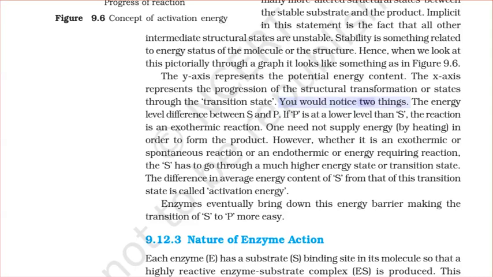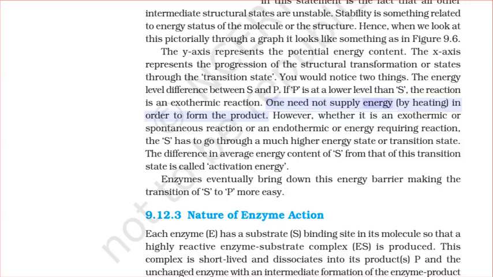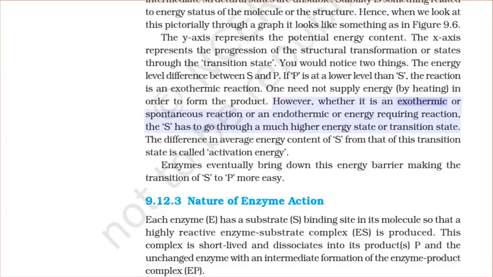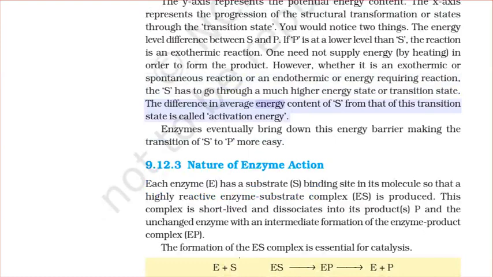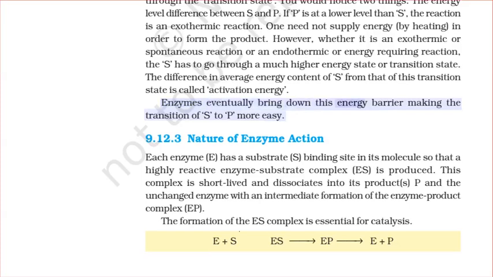You would notice two things. The energy level difference between S and P. If P is at a lower level than S, the reaction is an exothermic reaction. One need not supply energy by heating in order to form the product. However, whether it is an exothermic or spontaneous reaction or an endothermic or energy-requiring reaction, the S has to go through a much higher energy state or transition state. The difference in average energy content of S from this transition state is called activation energy. Enzymes eventually bring down this energy barrier, making the transition to P more easy.